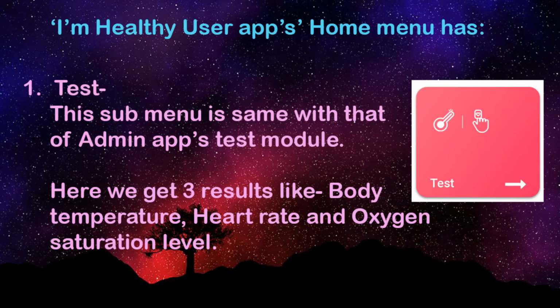The I Am Healthy user app's home menu has, first, test. This submenu is the same as that of the admin app's test module. Here we get three results: body temperature, heart rate and oxygen saturation level.